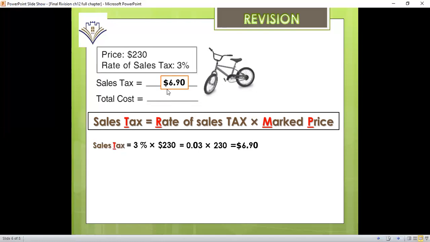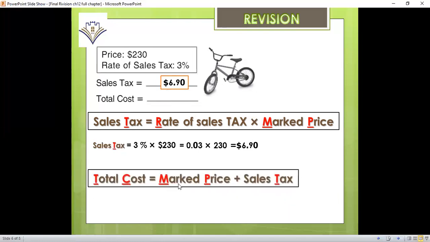The second, we need to calculate the total cost. The total cost is equal to market price plus sales tax. Then total cost is equal to the market price, $230, plus the sales tax we got before, 6.90. Then the answer is $236.90. If you are asked to get the sales tax and total cost, you should remember these two formulas. Again, sales tax is equal to rate of sales tax multiplied by market price, and the second, total cost is equal to market price plus sales tax.